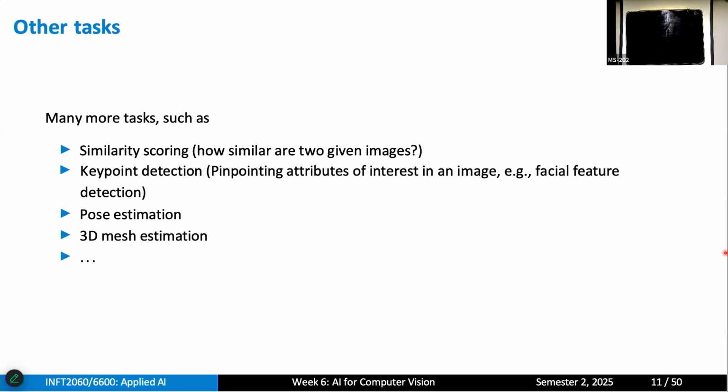Okay. The second is key point detection. Key point detection pinpoints specific attributes of interest within an image, such as facial features like your eyes, your nose, your mouth, or sometimes joints in the human body. For example, they will highlight your elbow, etc. So that's related to the human body. Okay, and it's essential for applications like facial recognition and gesture recognition.